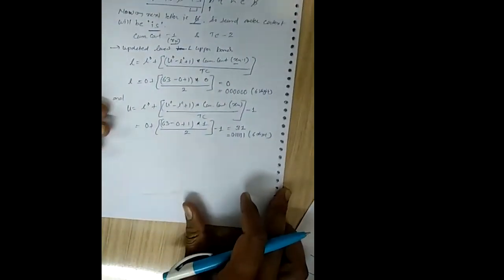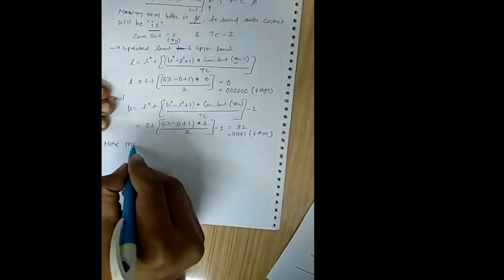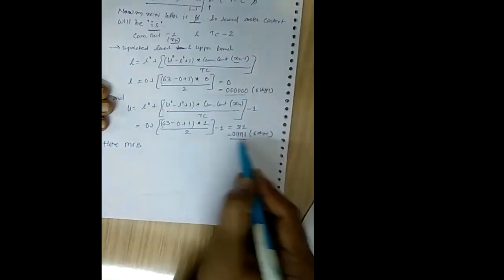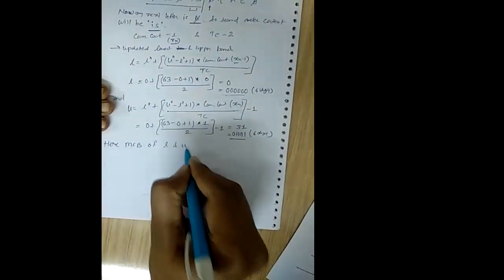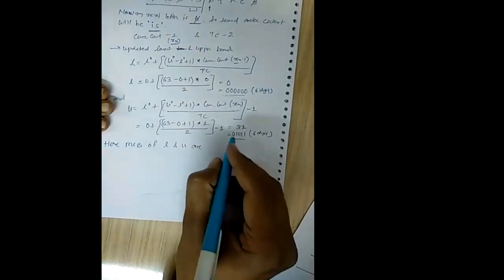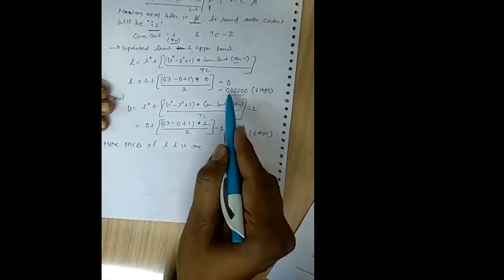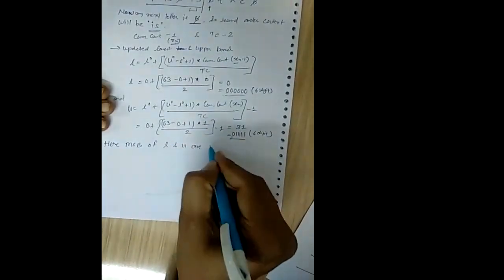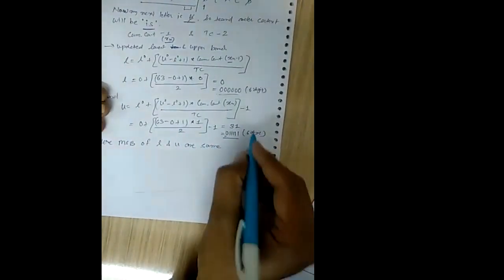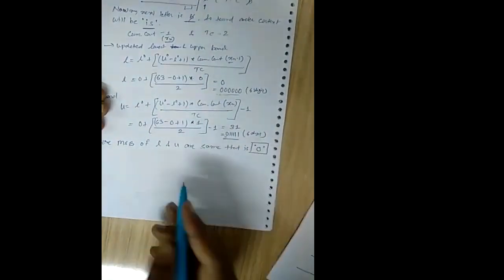Okay, so now after that, what I need to do, we need to check out the MSB bit. Here, the MSB bit of both the values. Okay, here MSB bit of L and U, the first bit, I can say first bit is 0. So MSB of L and U are same, that is 0.